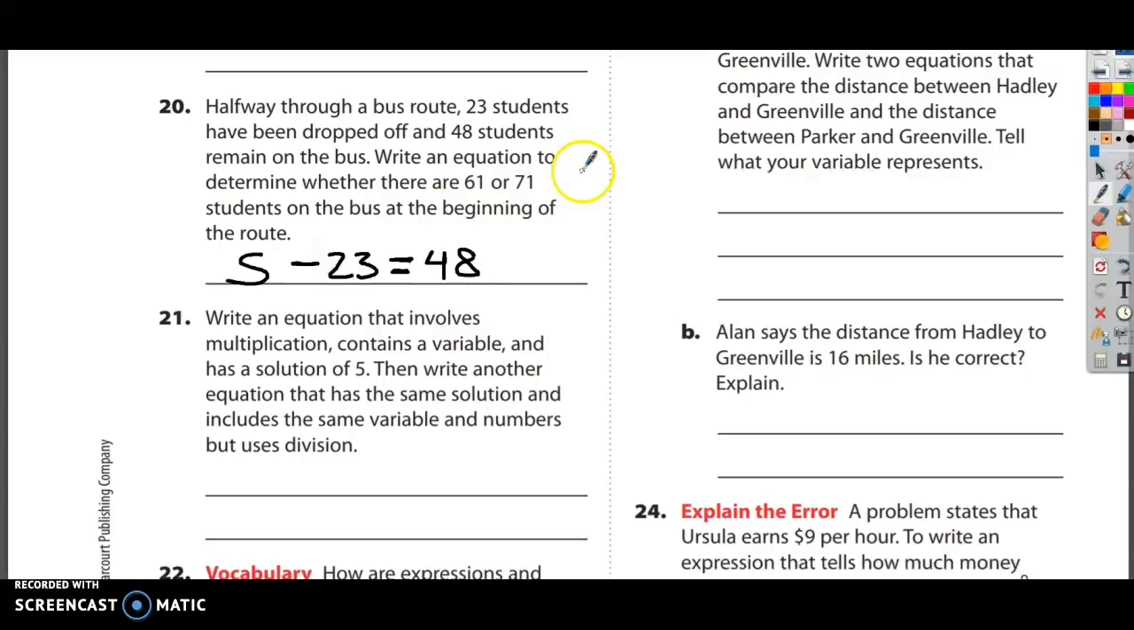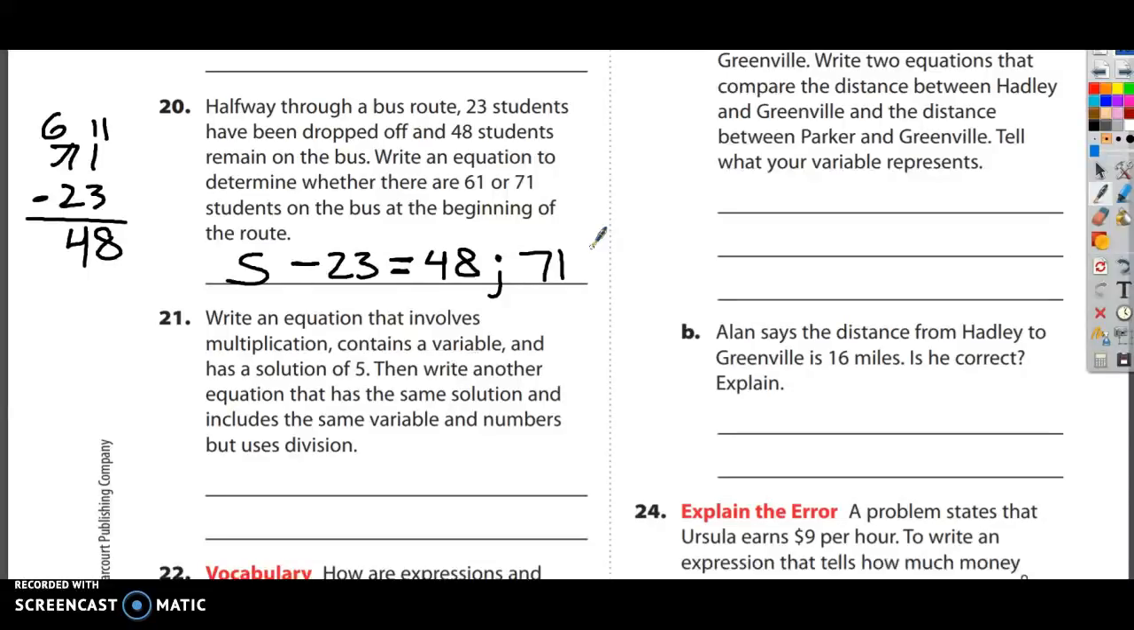Something tells me it's going to be 71. So I'm going to go over here and check 71. Minus 23, and I'm hoping for 48. And if it's not, then I'll try 61. So I'm going to borrow from the 7 and make this 11. 11 minus 3 is 8. And 6 minus 2 is 4. I got 48, so I was right. We started with 71 kids.